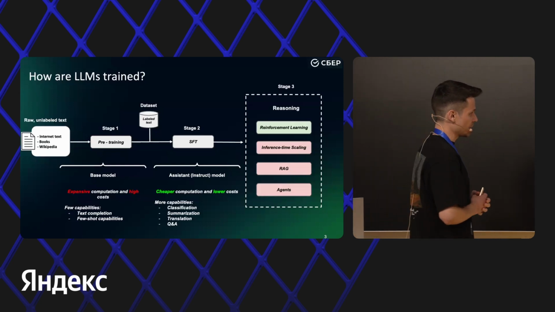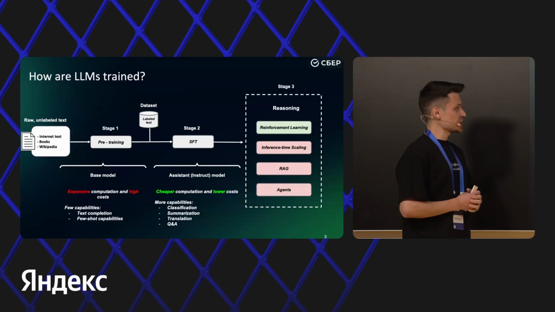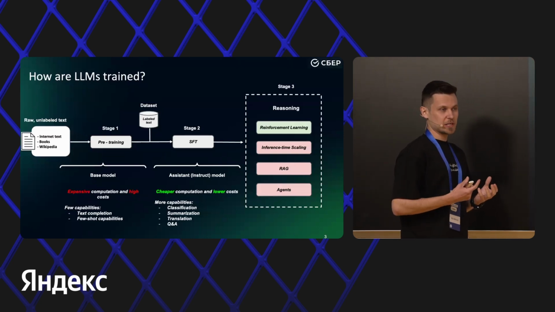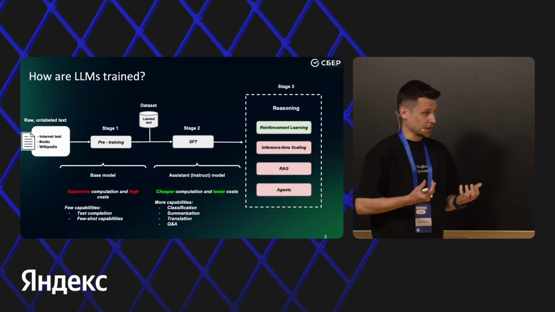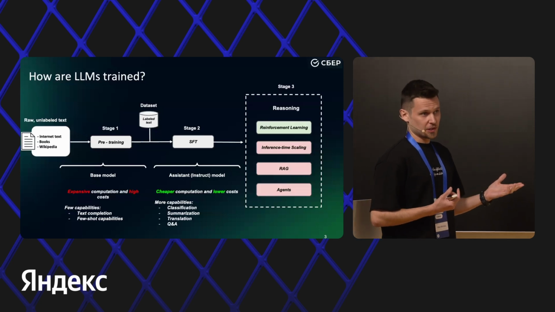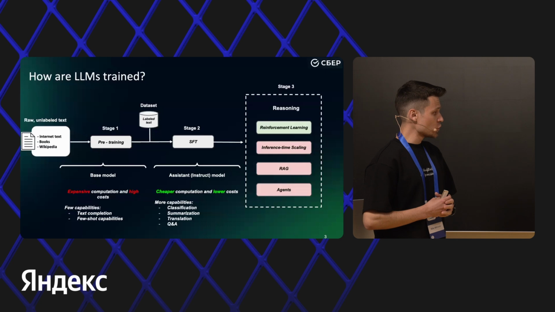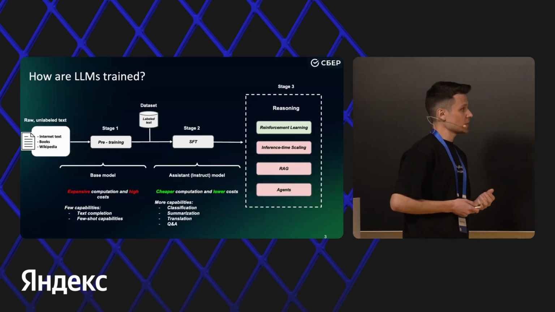After pre-training, we receive the so-called base model. And this base model is not so useful for humans, because this model has just a few capabilities. We can use this model just to complete text or for few-shot capabilities. And because of that, there is the second stage.